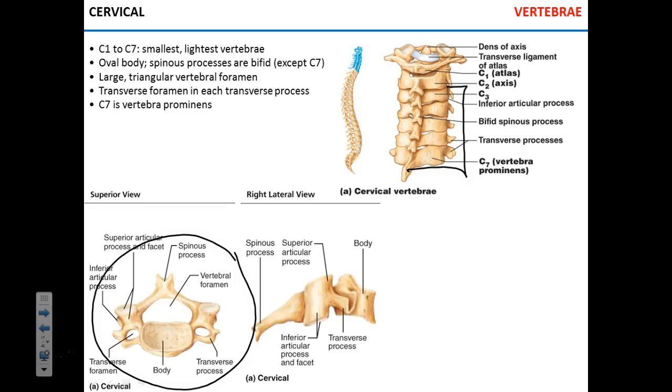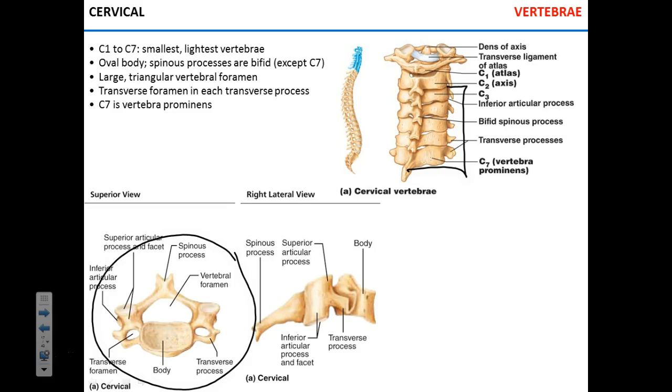First, the body of the vertebrae is very small. Why? Not a lot of weight. Does that make sense? Second, bifid spinous process. Do you see those two ends? That's called bifid.